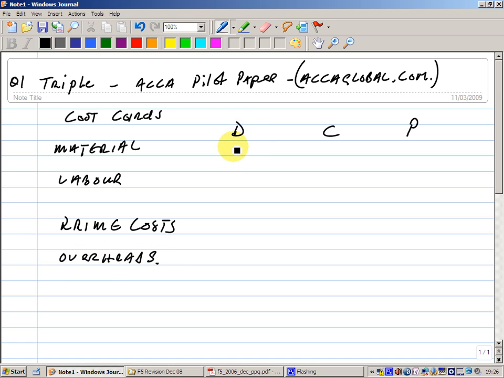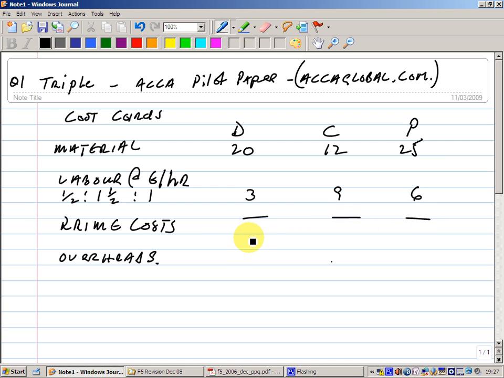Materials are given in the question, so we just pick those straight up and put the figures straight in there. Labor is at 6 per hour, and we're told that it's half an hour for D, 1.5 hours for C, and 1 hour for P. So that works out at a half times 6 is 3, 9 and 6. That gives us the prime costs that we can add up at this stage: 23, 21, 31. It's usually good practice to actually add the prime costs together.